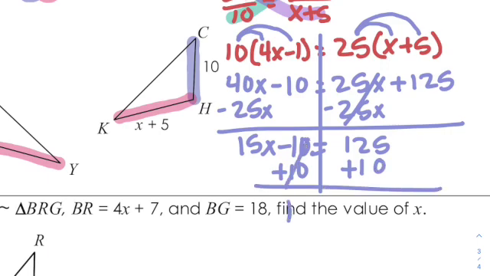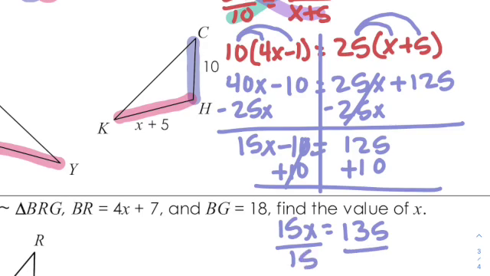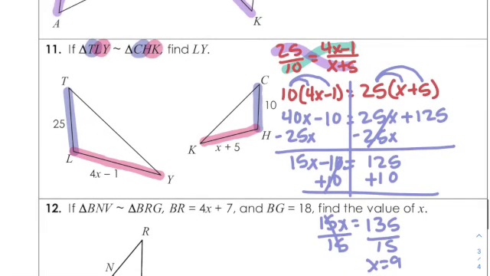Okay, so we have 15x equals 125. Let me write this down here so it doesn't get mixed up with those words. So we have 15x equals 135 because 125 plus 10 is 135. Then we divide both sides by 15 and x equals 9. But that's not what we're looking for, okay? The question didn't ask us to find x, it told us to find Ly.